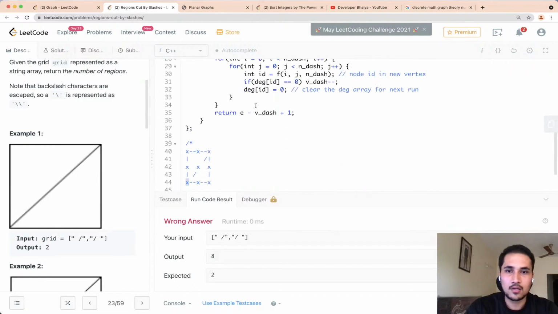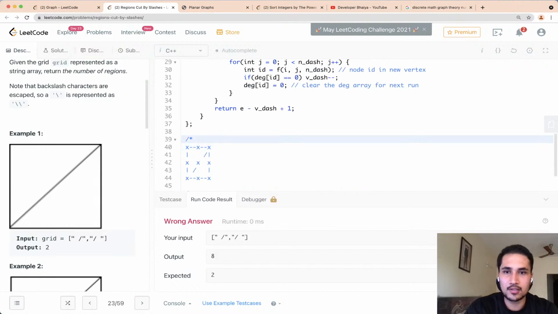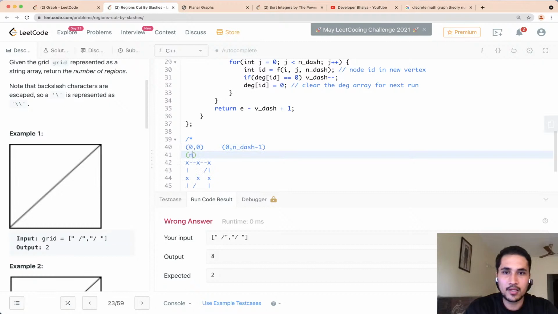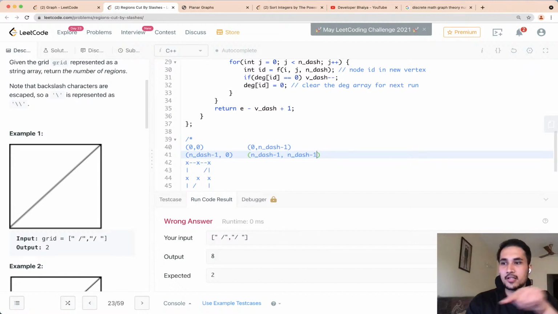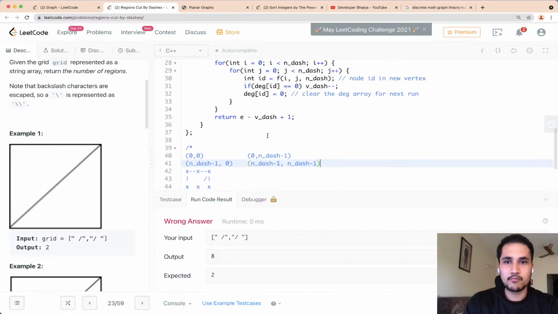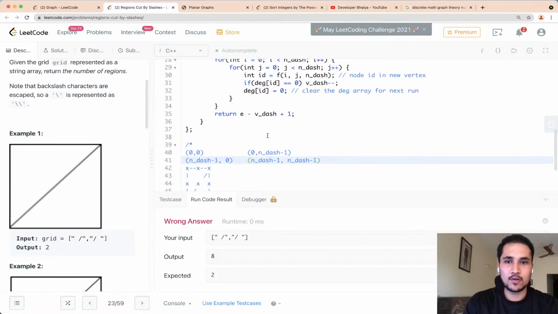So what I'm saying is, for 2 cross 2, what are the IDs for the end one? So this is 0, 0. The rightmost edge will be 0, comma n dash minus 1. Then this one will be n dash minus 1 comma 0, and the last one will be n dash minus 1, n dash minus 1. So basically, I have not yet created the edges for the boundaries. So that's what I'm trying to do. I'm trying to create the edges on the boundaries, and let's see if that fixes the problem for us. I do feel it can, right? Yeah, it might solve our problem. Let's try to see.